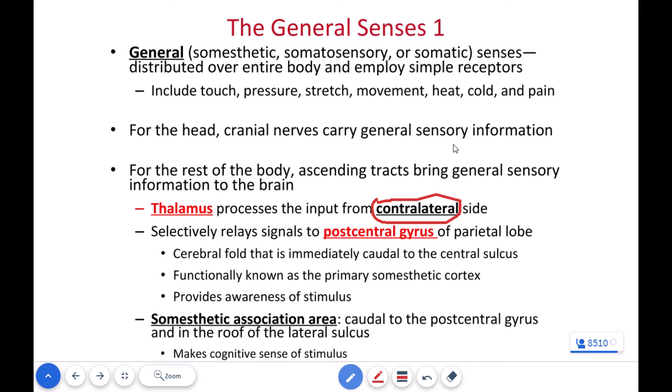To refresh, when we have contralateral, that term means that the signal has crossed from left to right or right to left. It decussates. So as the thalamus is receiving that input for general sensation, the right part of the thalamus receives information from the left side of the body and vice versa. Now, as the thalamus receives that information, it will relay that general sensation to the post-central gyrus.